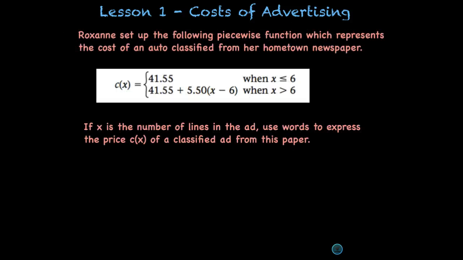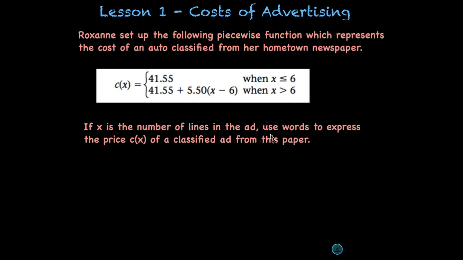In this situation, Roxanne set up the following piecewise function, which represented the cost of an auto classified from her hometown. X represents the number of lines in the ad, and we want to use words to express the price. So, looking at this piecewise function, how could you describe this in words? Well, if we look at it, it's very similar to the one we just finished. It looks like an ad will be $41.55 when X, which represents the number of lines, is less than or equal to 6. And then, looking at my second equation, I'm going to be charged an additional $5.55 when X, the number of lines, is greater than 6.